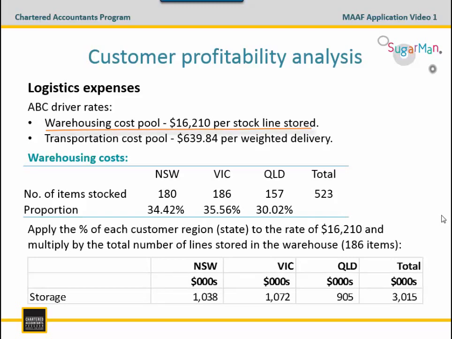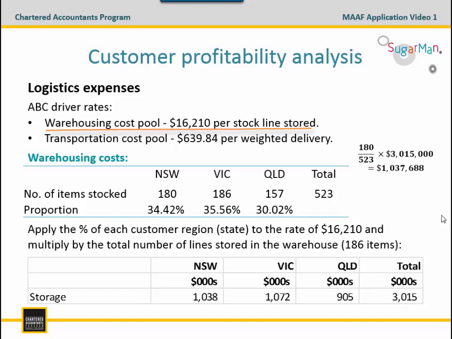To allocate the warehousing costs to each region, we apply the percentage weighting for each customer region to the ABC driver rate of $16,210 multiplied by the total number of lines stored in the warehouse. It's worth noting that there is an argument for allocating warehousing costs based on the number of stores. However, in our analysis, we have taken the view that the number of stores is not a driver of the costs incurred. Rather, it's the number of stock line items that are warehoused for a region.